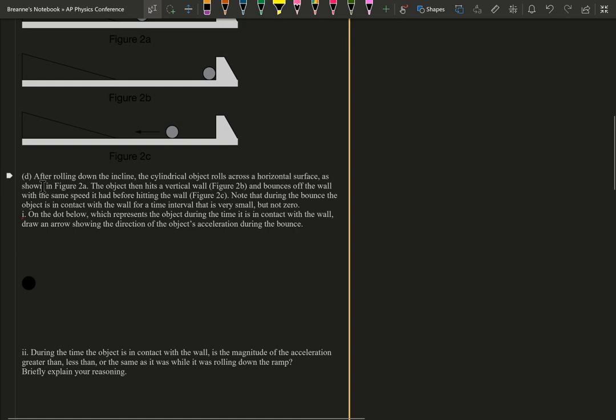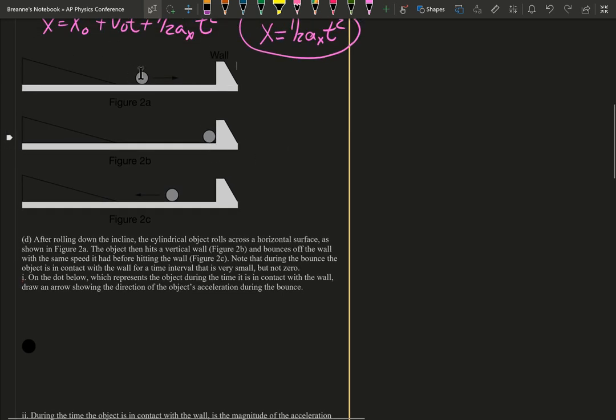After rolling down the incline, the cylindrical object rolls across a horizontal surface as shown in figure 2. The object then hits a vertical wall and bounces off the wall with the same speed it had before hitting the wall. So what type of collision would that be? That would be an elastic collision. Elastic, because it hit and bounced off at the same speed. So that's an elastic collision. Just information.